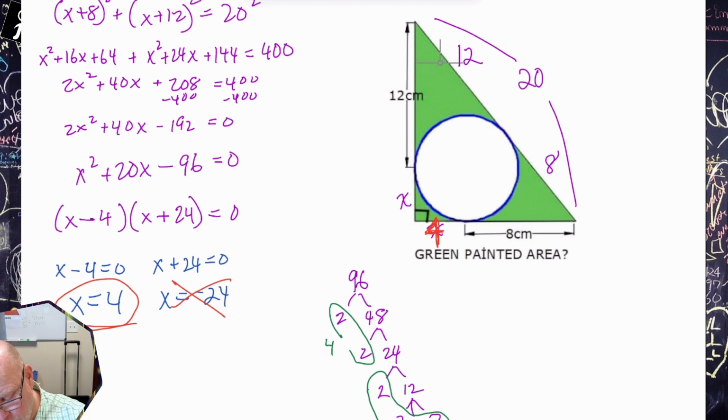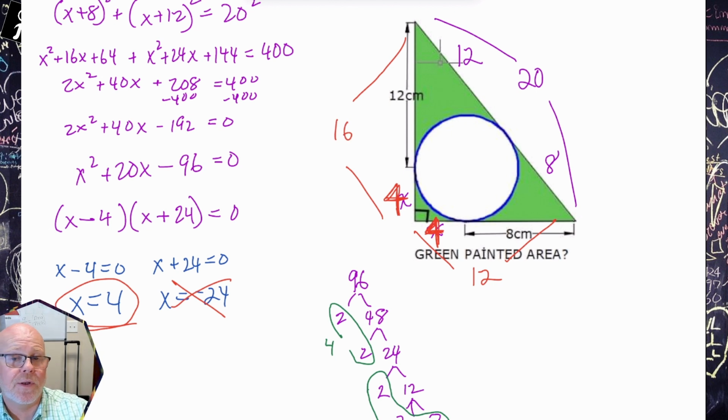Boom, there is my 4 and there is my 4. And so now I know that this length right here is 12 and this length right here is 16. And so now I can find the area of the triangle. That's pretty easy. But how are we going to find the area of the circle?